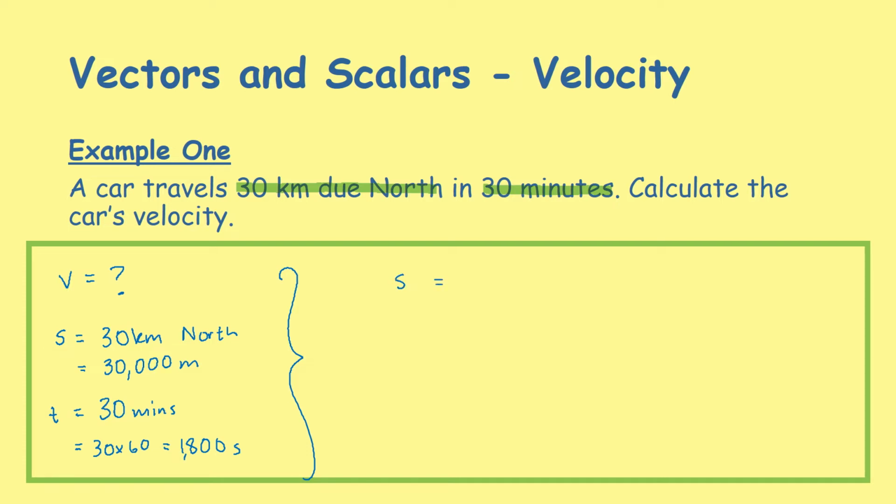So displacement equals velocity times time. 30,000 equals v times by 1,800. Rearranging this, we get to velocity is 30,000 divided by 1,800. And popping that into a calculator, it gives us 16.666. This 6 is recurring, so it just carries on. And we can round this.